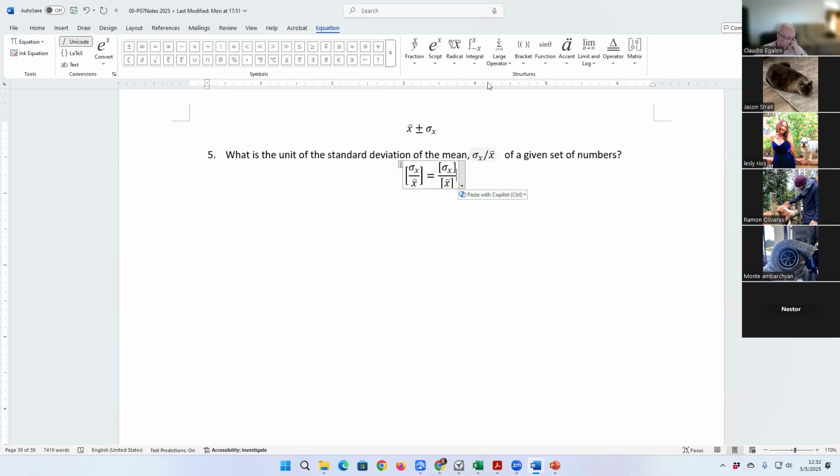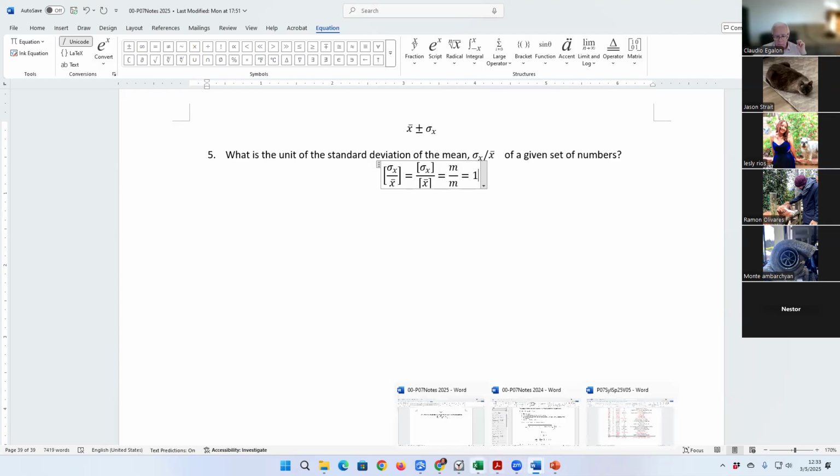This one is a little bit tricky, but let me do that for you. You're going to find things like that in the other labs. The unit of sigma X is meter. The unit of the X average is also the meter. The meter cancels out this meter, and the unit of that parameter will be unitless, and you report it as 1.